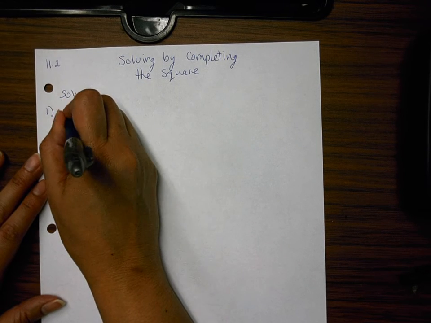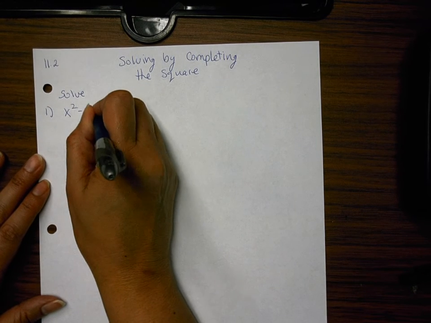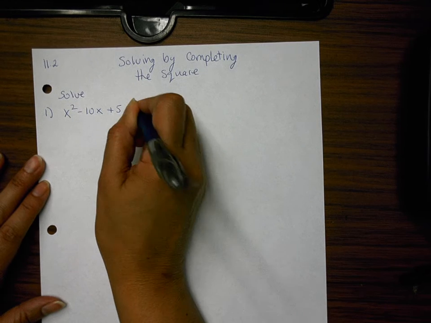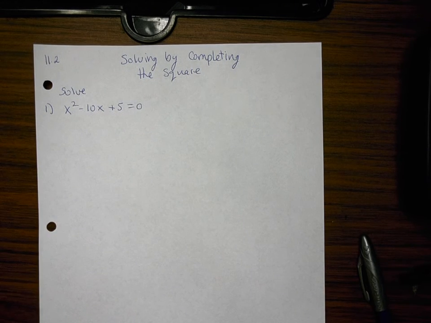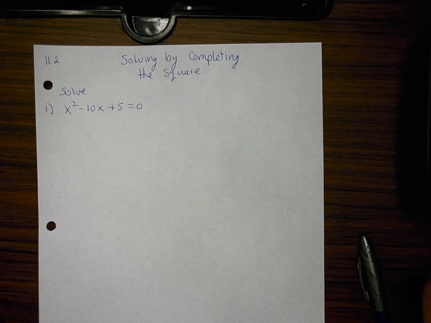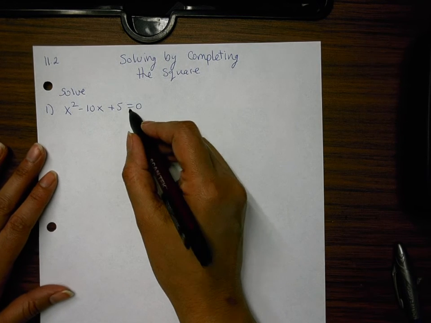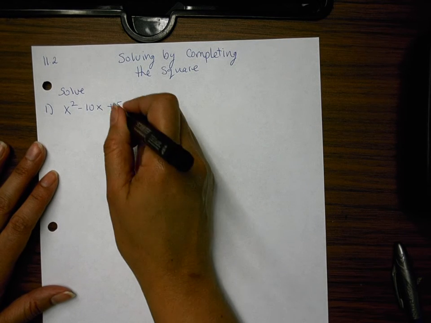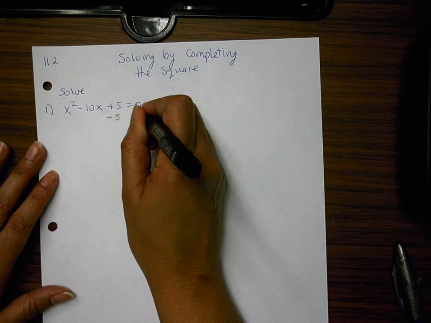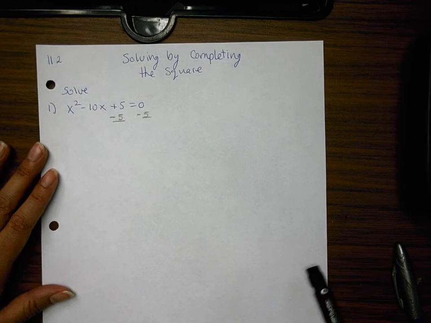Solve. Number 1, x squared minus 10x plus 5 equals 0. Okay, the only difference between this one and the previous lesson is it was y, now it's 0, but there's still an equal sign, and we are still going to move that number over like we did in our previous lesson. We're going to subtract 5 from both sides.